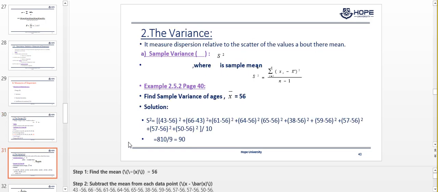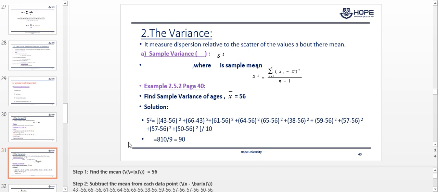Variance measures dispersion relative to the scatter of values about their mean. If we are going to determine variance, we must have the mean. If we have the mean and data, we can easily calculate the variance. For example, in the calculation of variance, step 1 is to get the mean. This example gives a mean age of 56. Find the sample variance of age with mean 56.